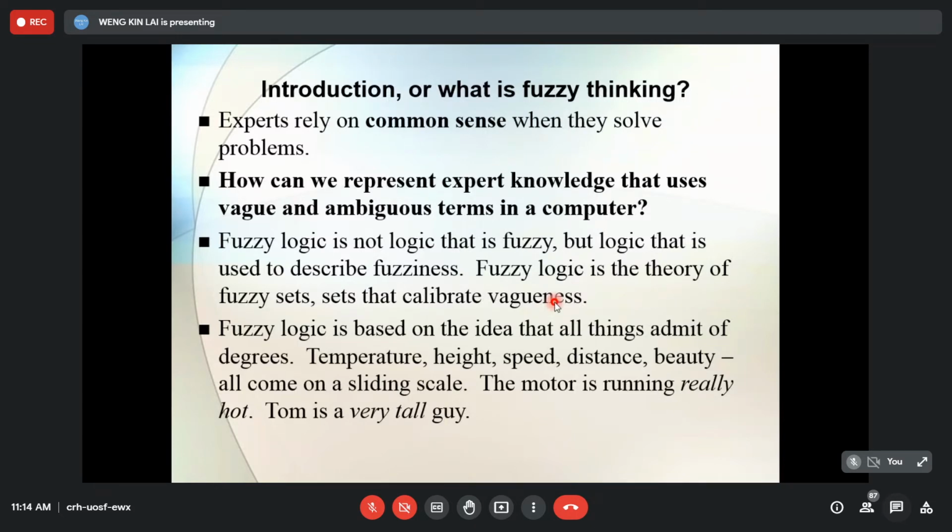Calibrate, basically. What do you mean by almost there, on the way, those kind of vague, ambiguous terms? To calibrate what you mean, so that I can use the meaning in my computer program to do some useful computation or useful calculations to solve a problem.